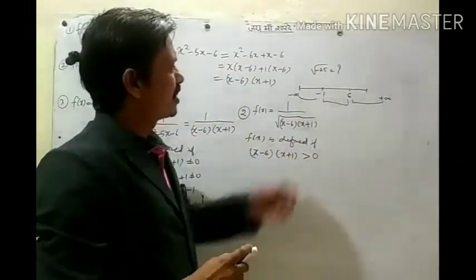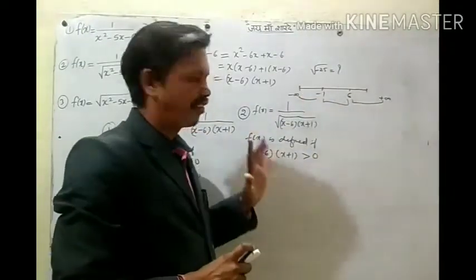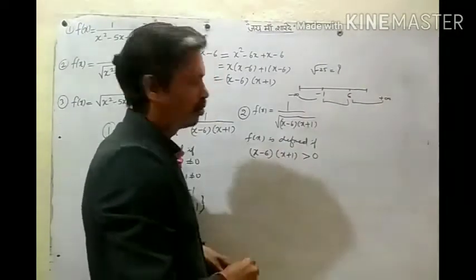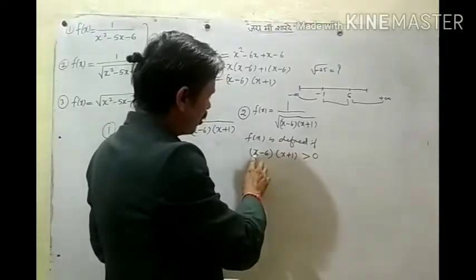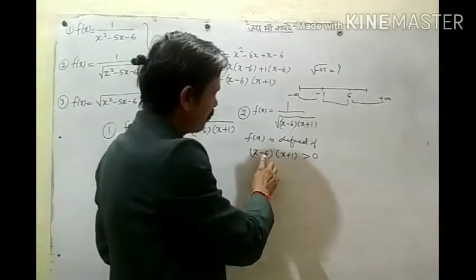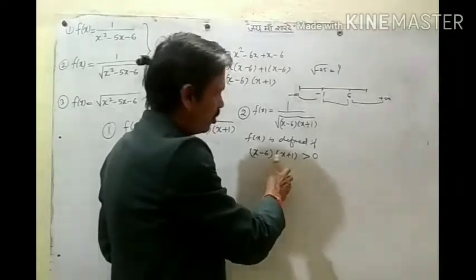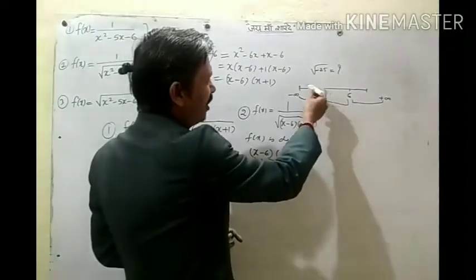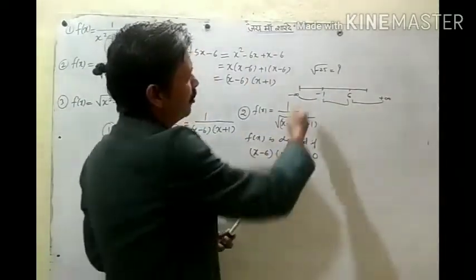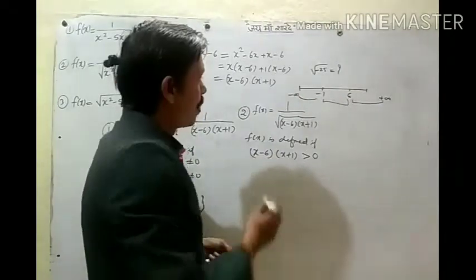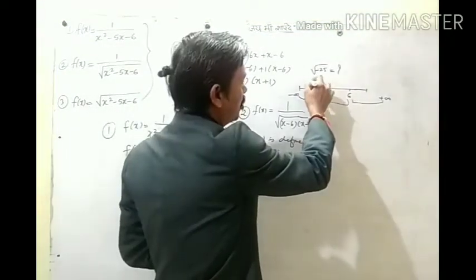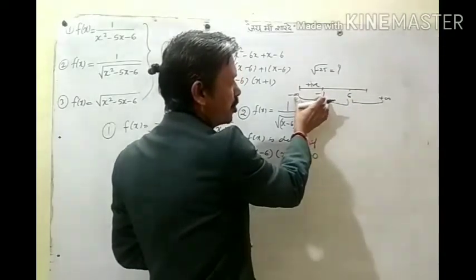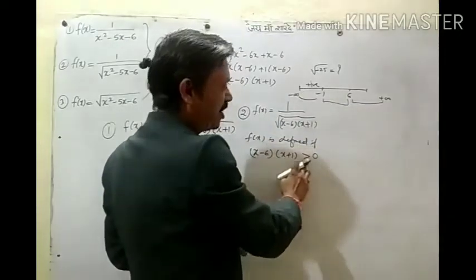Now from these three parts, we take one value and put it here. Then what will happen? Suppose we take -2 and put it in both. What are we getting? -2 minus 6 is negative, -2 plus 1 is negative. So negative into negative will be positive, meaning more than 0. It means the value of x can be less than -1. If we take any value of x from this portion, we get a positive value, and that is what we need.